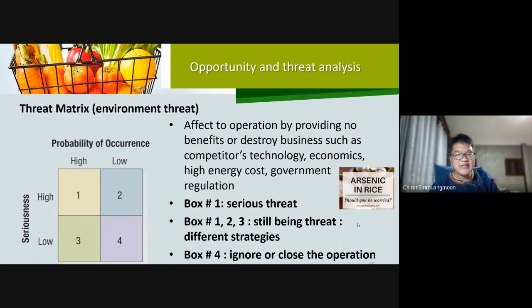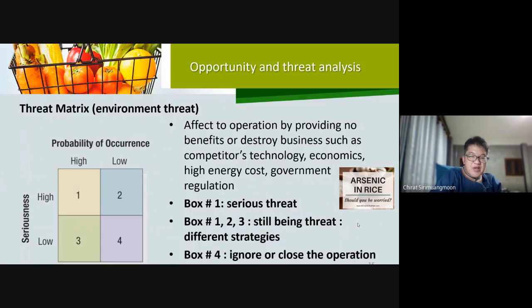High energy costs. This is a very big problem, because if you use gas like oil in Thailand, you need to pay a lot. If you can use natural gas, it can help you reduce the cost of the gas by half. Sometimes we have government regulations. This is a threat as well, because they do not provide some opportunities or have some good service to you.